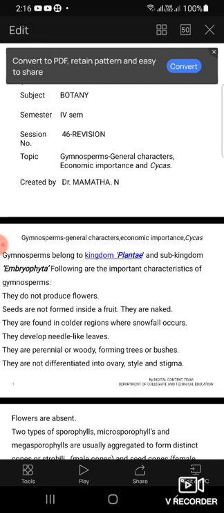A revision. Gymnosperms, that is general characters, economic importance and cycles. Gymnosperms belong to kingdom Plantae and subkingdom Embryophyta. Following are the important characteristic features of the gymnosperms.